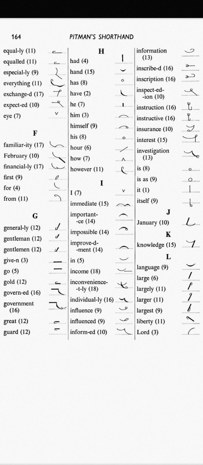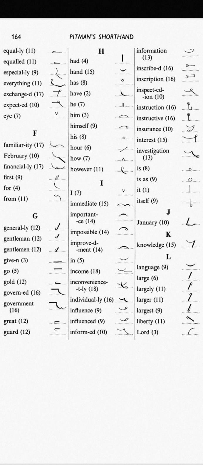Angular sign of diphthong above the line for I. F stroke on the line with M stroke for familiar or familiarity. F stroke on the line, B stroke through the line for February. F stroke with N hook on the line with N stroke is used here for financial or financially. A small loop on the line is used here for first.